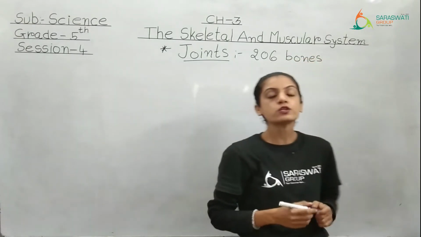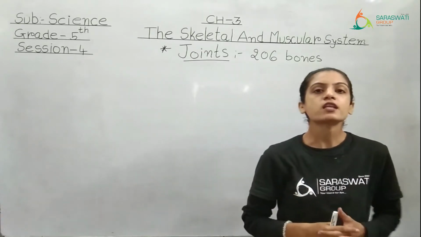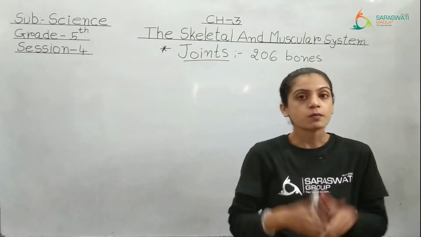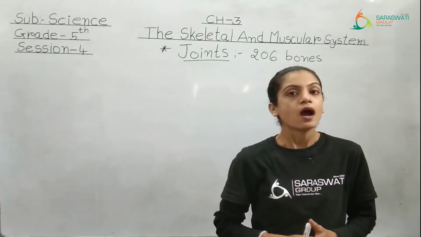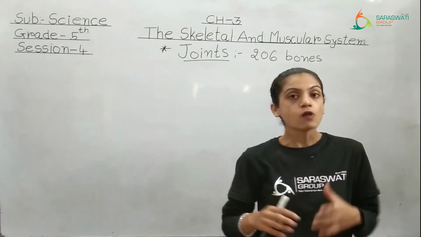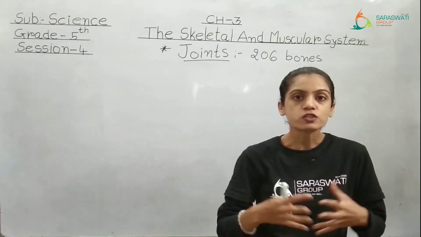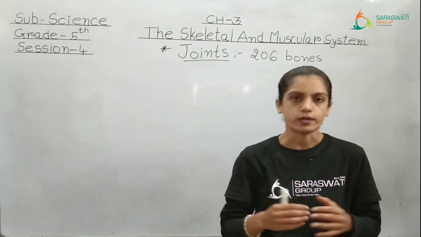Now kids, we know that we have total 206 bones in our body, and all these bones are joined together in a specific manner. They are making the framework, right? They are making a special shape of all the human body. But how these bones are joined with each other? How do they make a specific structure? That all is related to the joints.